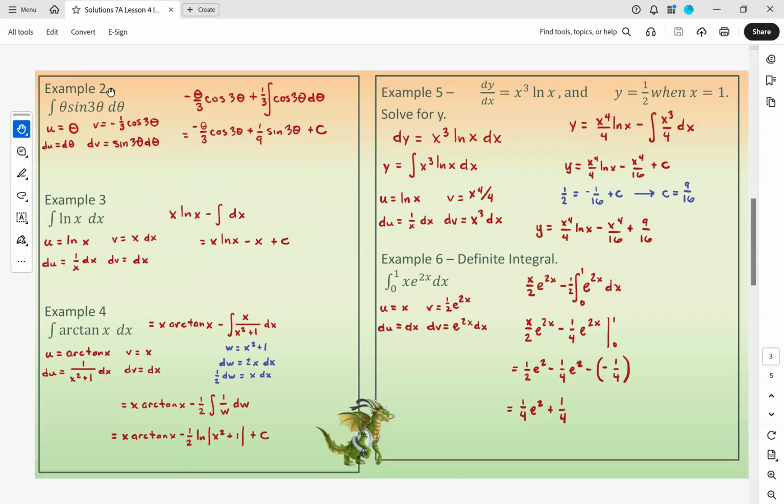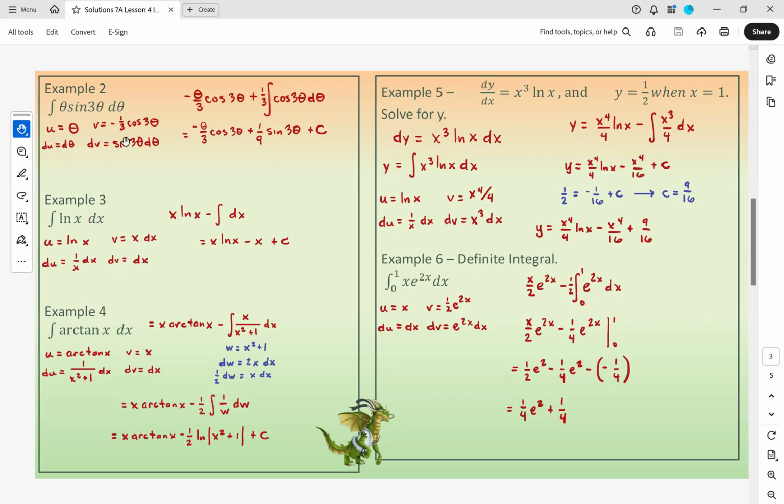Example 2, here we see a product, theta times sine 3 theta d theta. The product being, theta is technically a polynomial, right? It's like theta to the first, kind of like an x to the first. The other portion is trig. So with those two options, I would pull the theta as my u, which means sine 3 theta d theta all becomes dv. Differentiate the u becomes just du equals d theta.